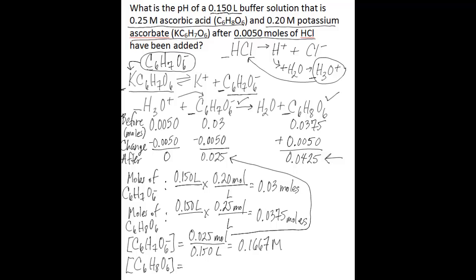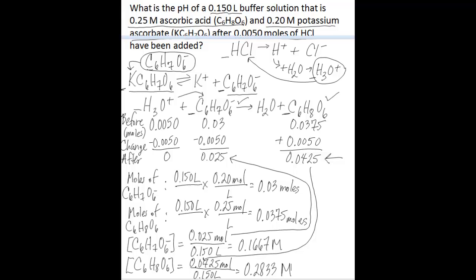You can also get the concentration of ascorbic acid in the same way. So you take the moles of ascorbic acid remaining after the neutralization reaction is complete, so you have 0.0425 moles of ascorbic acid. You divide that by 0.150 liters of total solution, and you get 0.2833 molar for your concentration of ascorbic acid.